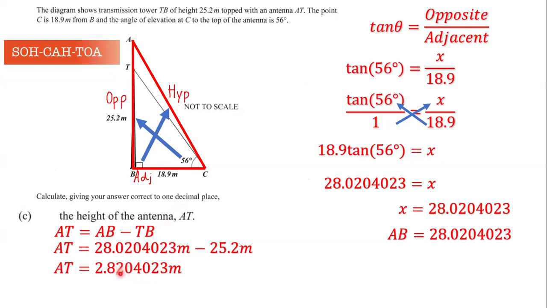Since this is 2, we cannot round up, because if it's less than 5, you just leave it the same. And so our answer is going to be 2.8, because we cannot add 1 more to the 8. We eliminate the rest of these decimal numbers. And so we have that AT is going to be equal to 2.8 meters. And that's our answer to this question.